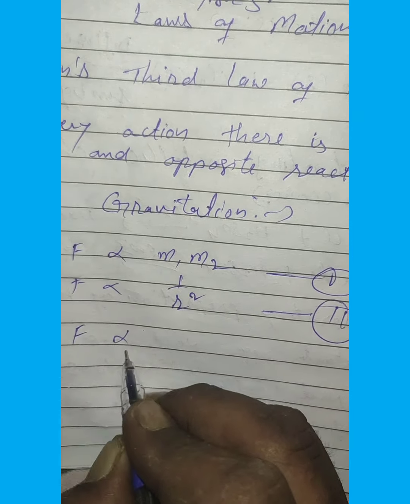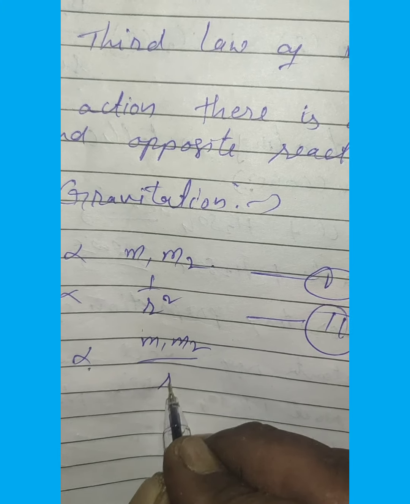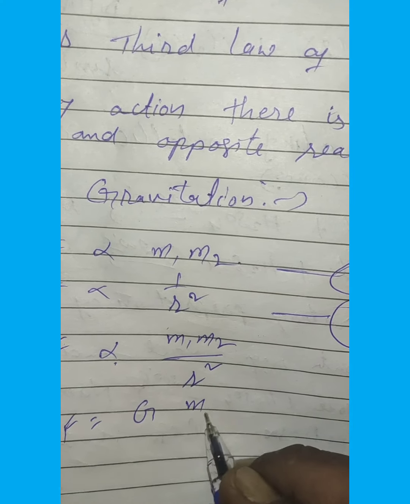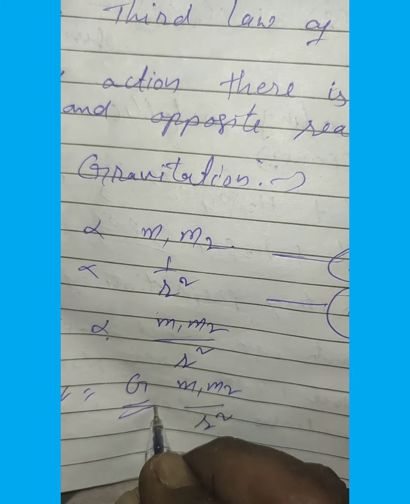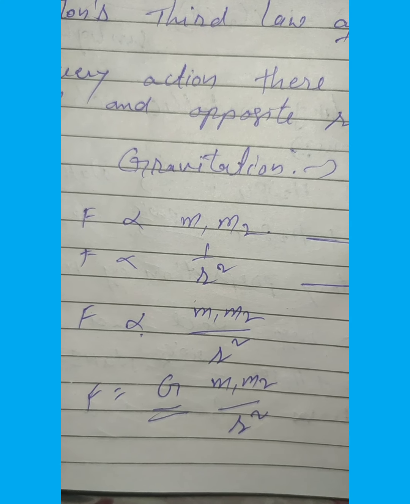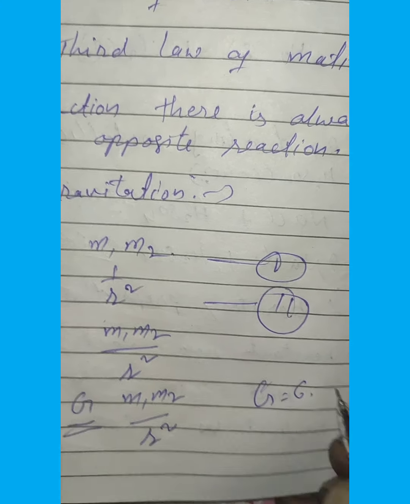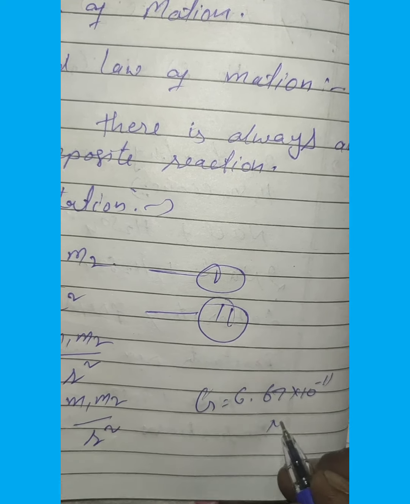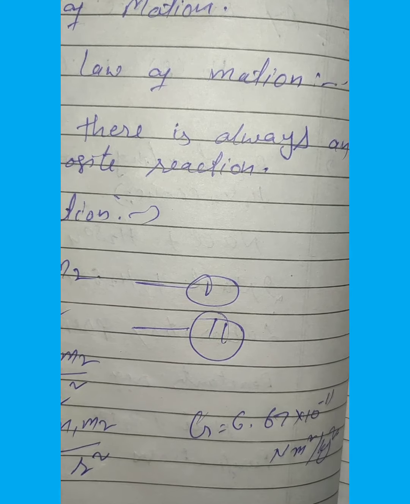From these two equations, force is proportional to M1 M2 over R square, or F is equal to G M1 M2 over R square, where capital G is the gravitational constant whose value is 6.67 into 10 raised to power minus 11 Newton meter square per kilogram square.